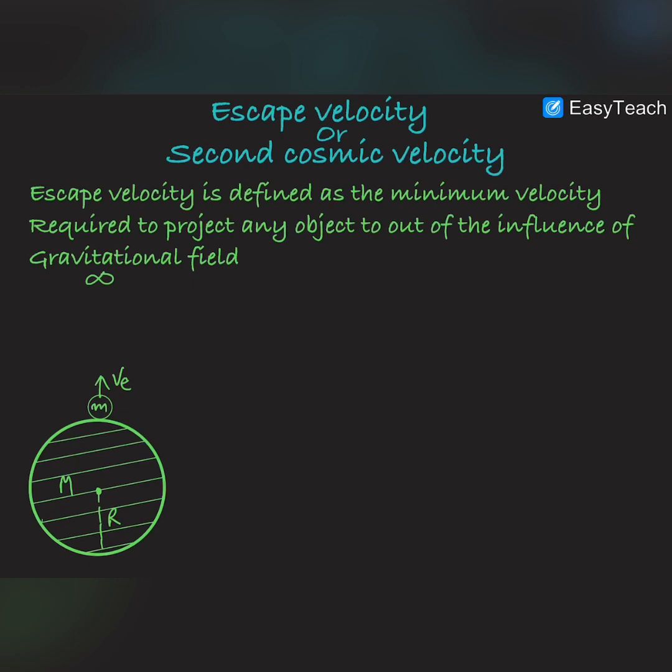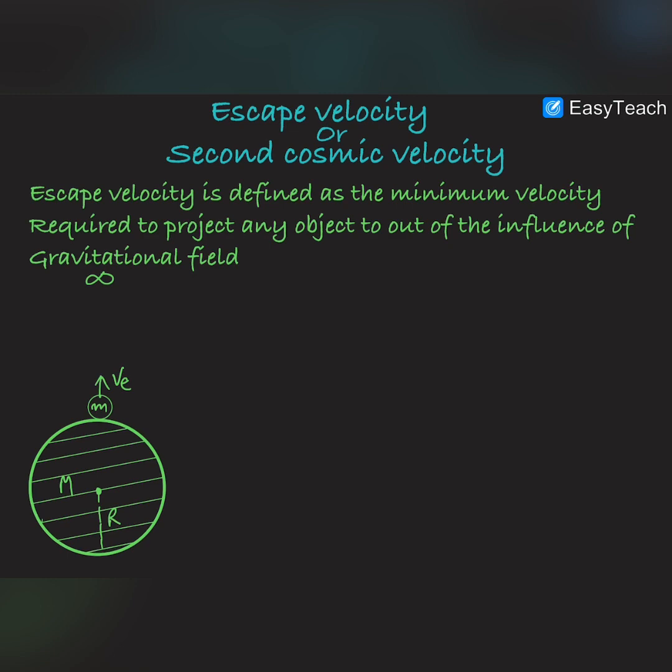Today in this video, we are going to discuss all the basics of escape velocity and the different types of cases in which escape velocity is used. Now, first of all, let us discuss that escape velocity is also called the second cosmic velocity, and the orbital velocity is called the first cosmic velocity. So in the question, it can also be named as second cosmic velocity.